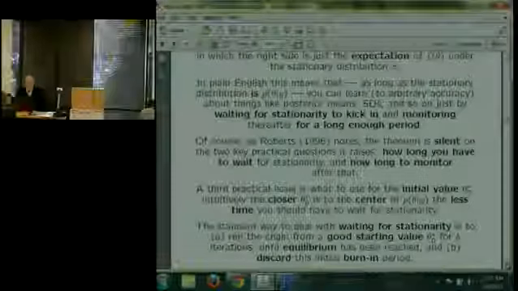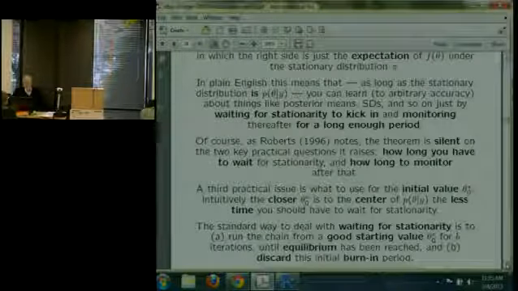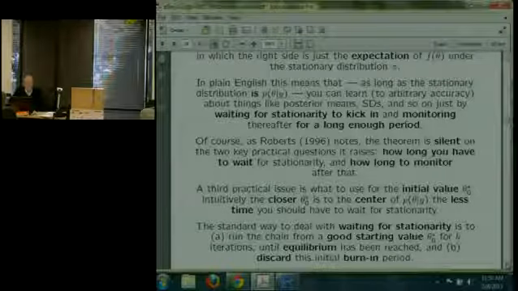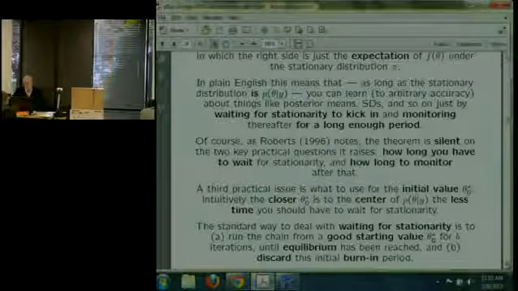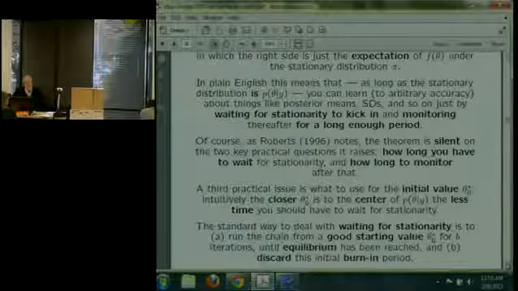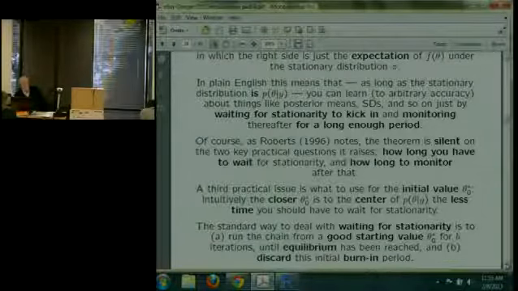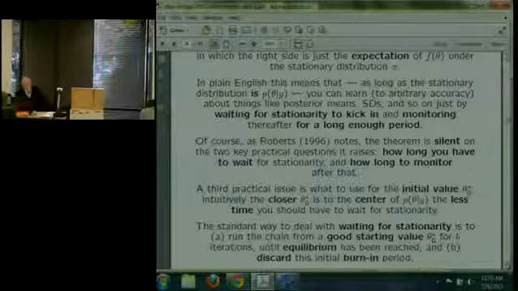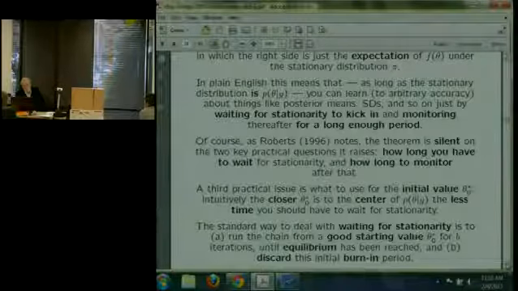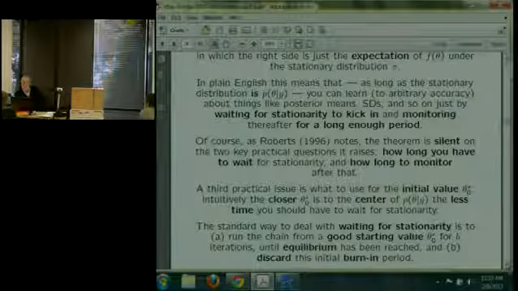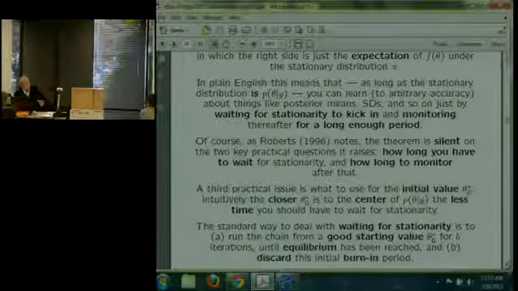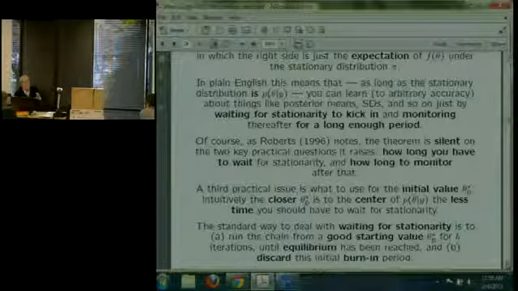Now, the standard way to deal with waiting for stationarity is to do two things. Run the chain from a good starting value, theta 0 star, let's call it, for lowercase b iterations until equilibrium has been reached, and then discard this initial period, which is called the burn-in period, after something that maybe there isn't anybody in the room who's ever experienced. But in the old days, when you were doing electronical engineering experiments or physics experiments with oscilloscopes, you would come in after having been at your home overnight, you'd come in the morning and turn the oscilloscope on, and you could not dare to take any observations right away until it had burned in, until it had settled in.